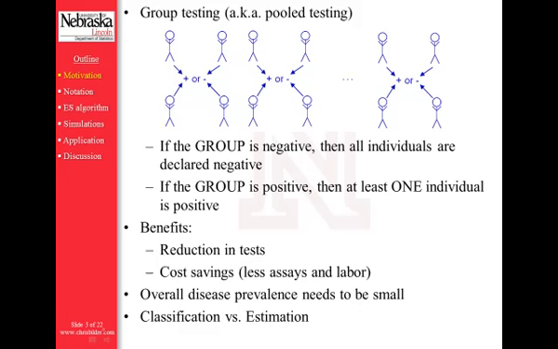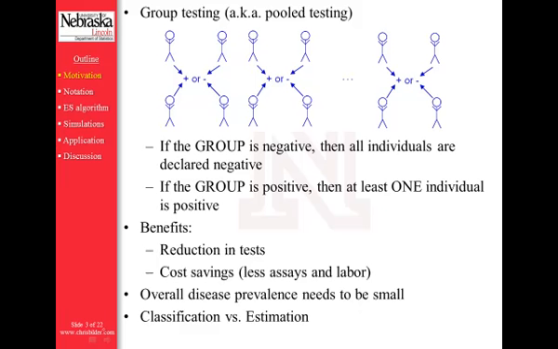Now, group testing research is typically broken into 2 different areas. The first area is often referred to as the classification problem, where what you want to know is who's positive and who's negative within a positive testing group.